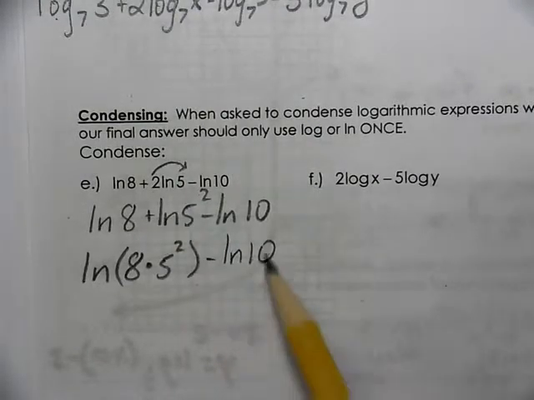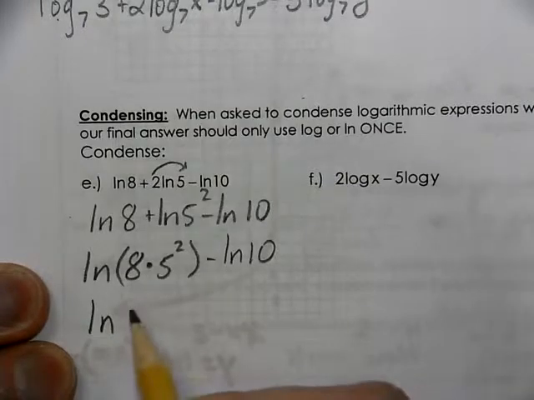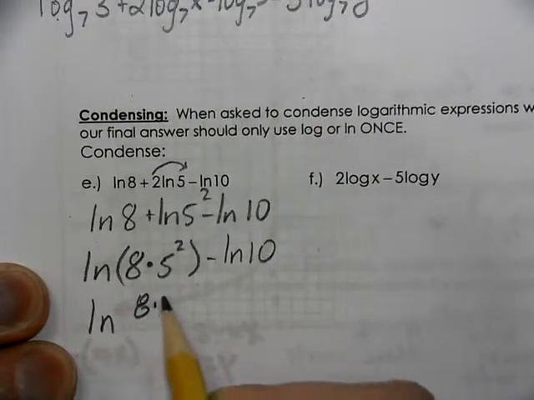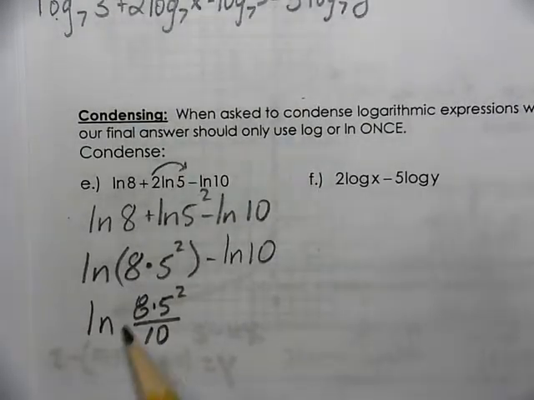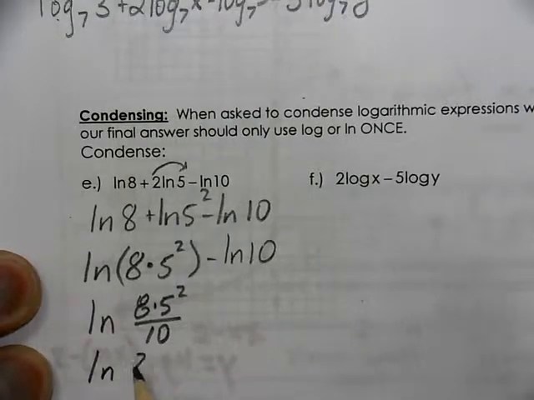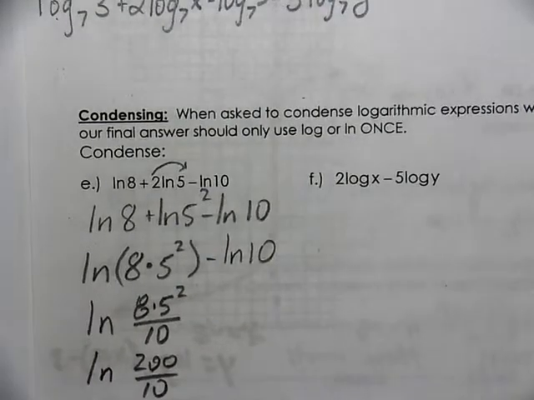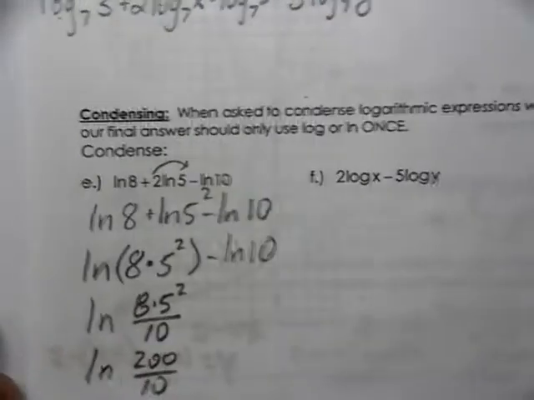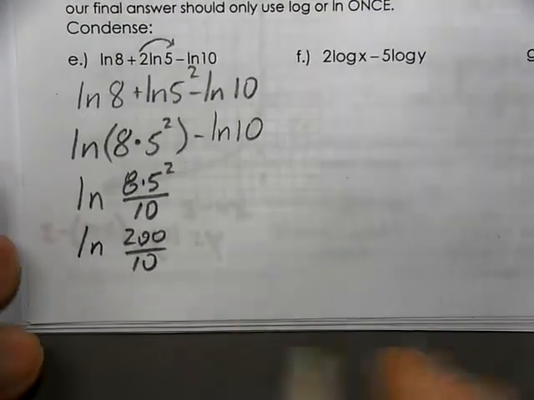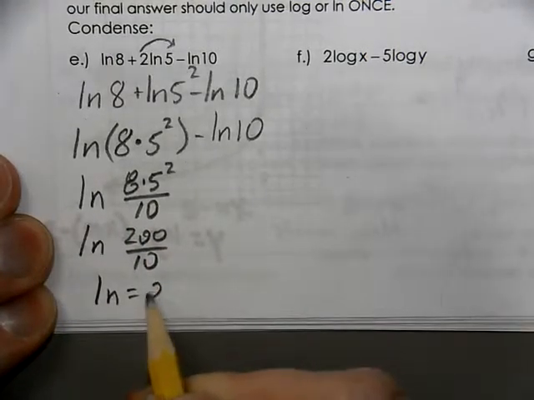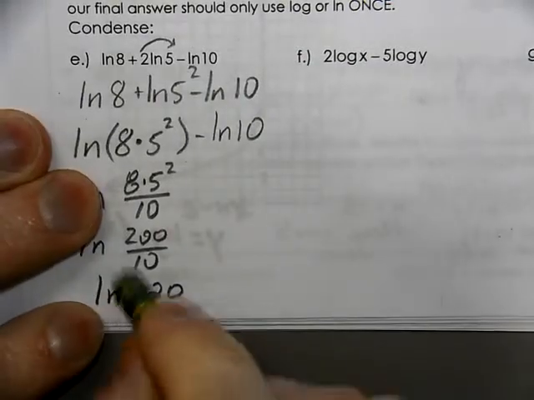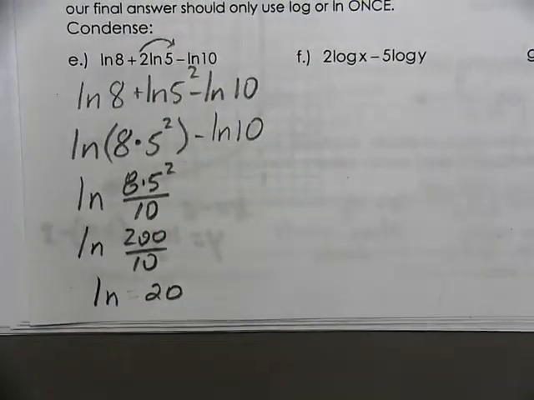Now, because this is a subtraction problem, we're going to say the natural log of 8 times 5 squared, divided by 10. Well, what is 8 times 5 squared? What is 8 times 25? That should be 200. So our final answer, we have 200 divided by 10, and our final answer is a natural log of 20. No, not natural log equals 20, but natural log of 20.